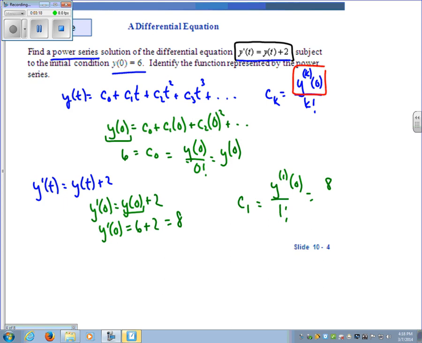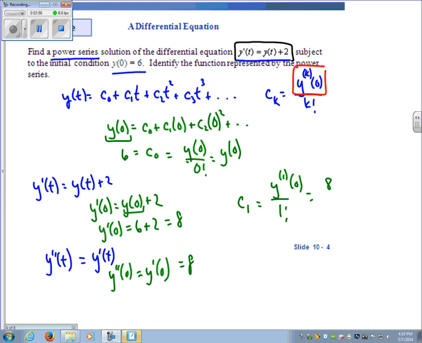Now, what I'm also going to get from this is the second order derivative. I'm just going to take the derivative of both sides. The derivative of the left side is the second derivative. The derivative of the right side is y prime of t plus 0. That tells me that the second derivative is going to have the same value as the first derivative at any value. So y double prime of 0 will be the same as y prime of 0, which we know was 8. So y double prime of 0 is also 8.